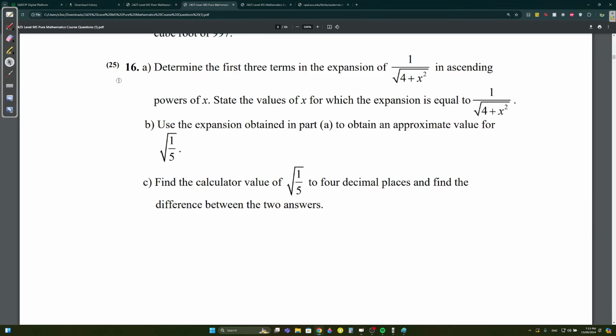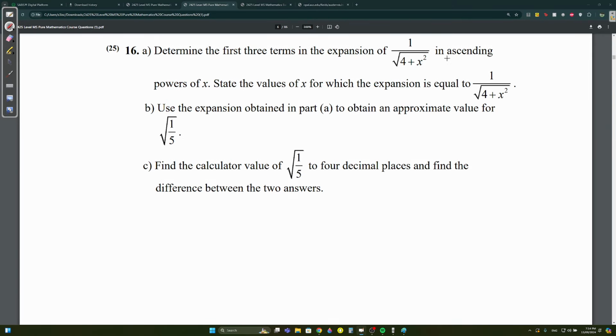Let me go down for some more scratch. Okay, we want to expand this, right? Let's rewrite this radical in terms of power. It's going to be 1 over 4 plus x squared, the power of 1 over 2, right? Okay, what's the first thing we want to do? Well, we can't work in the denominator, right? So we're going to take this up. It's going to be 4 plus x squared, the power of negative 1 over 2.